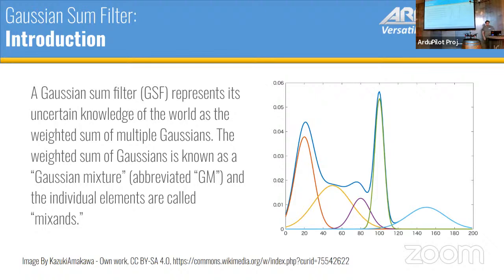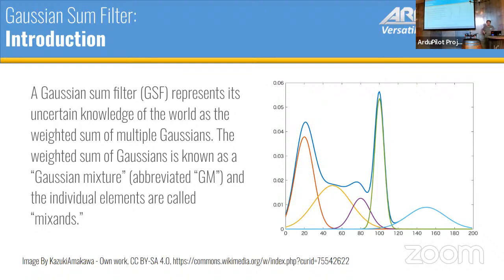Essentially, a Gaussian sum filter represents its uncertain knowledge of the world as a weighted sum of Gaussians. So we've got these little bell curves here, right? And the blue line here is the sum of them. This distribution kind of has two main hypotheses as to where the truth actually lies. And that's what a Gaussian mixture filter would allow us to do.